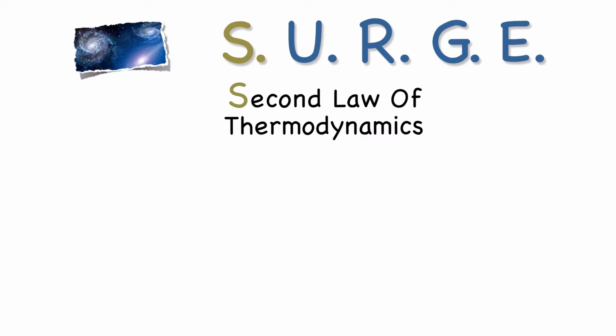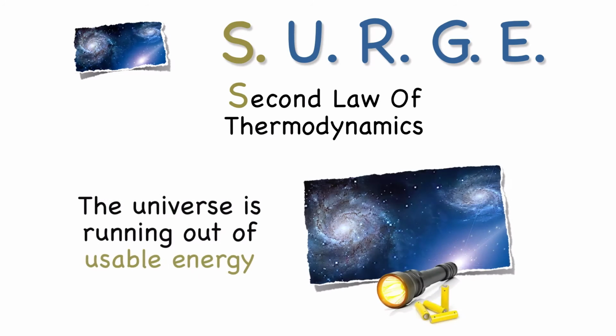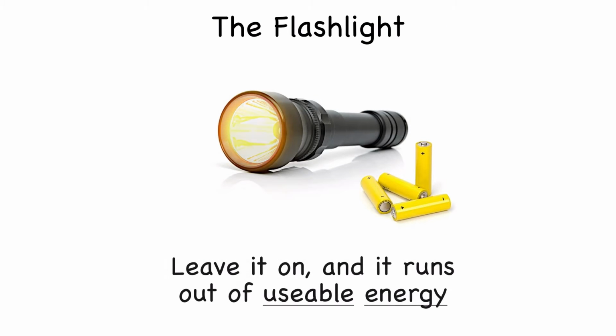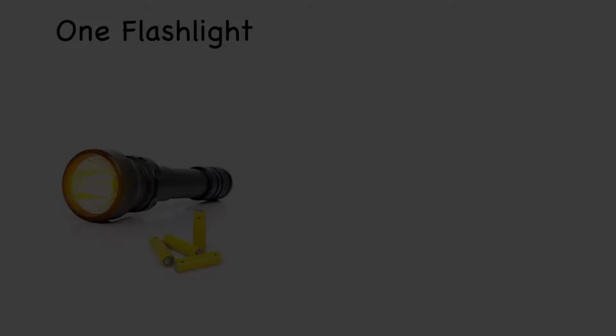Let's begin with our first letter S and the second law of thermodynamics, which tells us that the universe is running out of usable energy. Now, how does this help us to prove that the universe had a beginning? Well, to answer that, we turn to the flashlight. As we know, a flashlight runs on batteries. Leave it on for a night or two and the batteries go dead. The battery runs out of usable energy and grows dark.